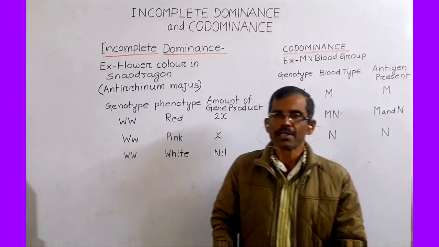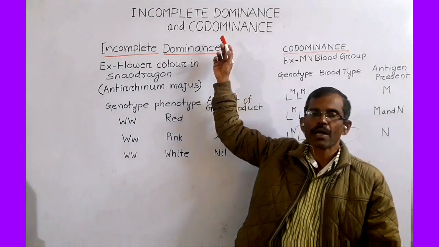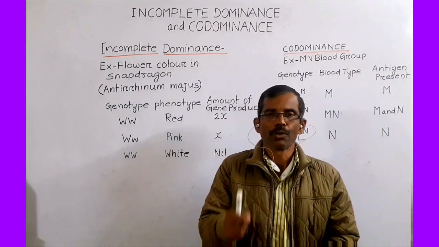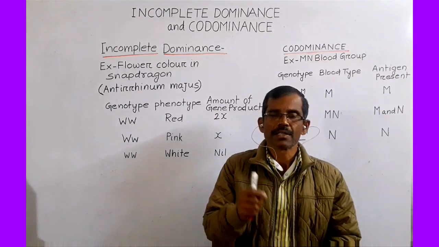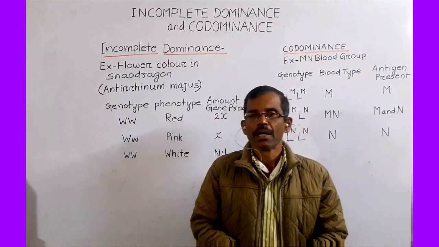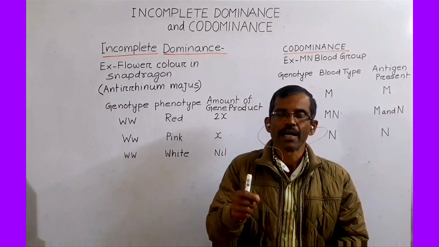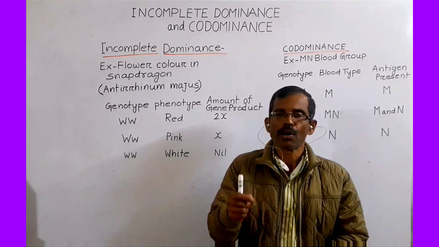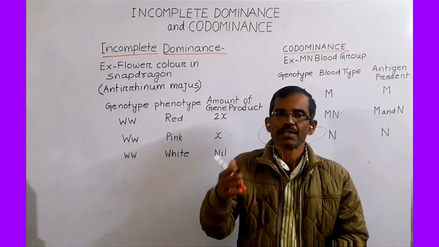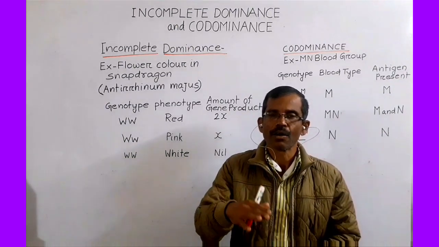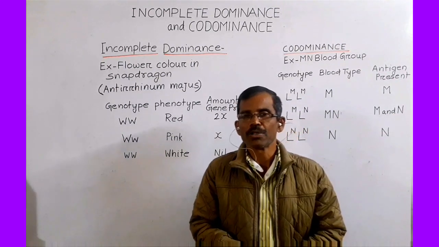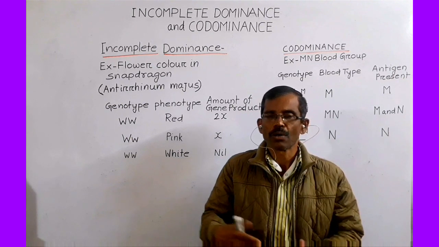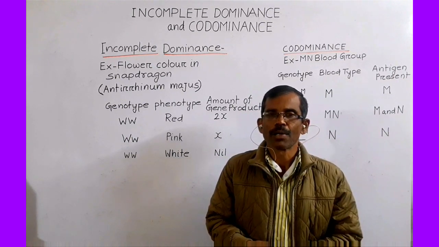Friends, today we shall discuss incomplete dominance and codominance. An allele is said to be dominant when it has the same phenotypic effect in both homozygotes and heterozygotes, but sometimes the phenotype of a heterozygote is different from either of its associated homozygotes. This is due to incomplete dominance. It is also known as partial dominance.